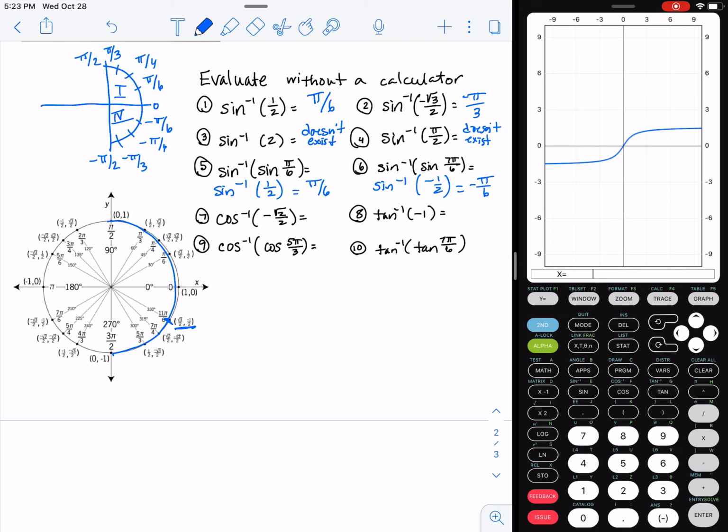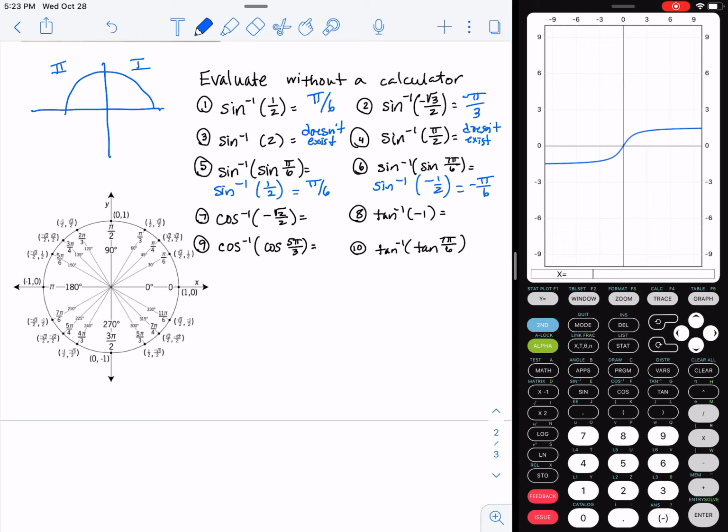All right, so that takes care of some of our arc sine. We're going to do the same idea, but we are going to use cosine. So if I have the cosine and it's restricted to quadrants 1 and 2, it goes from 0 to pi. I can go ahead and use the values that are given, the radians of that unit circle.